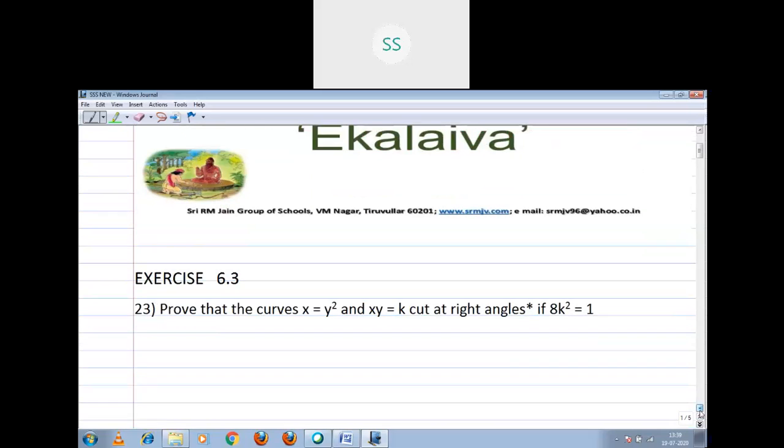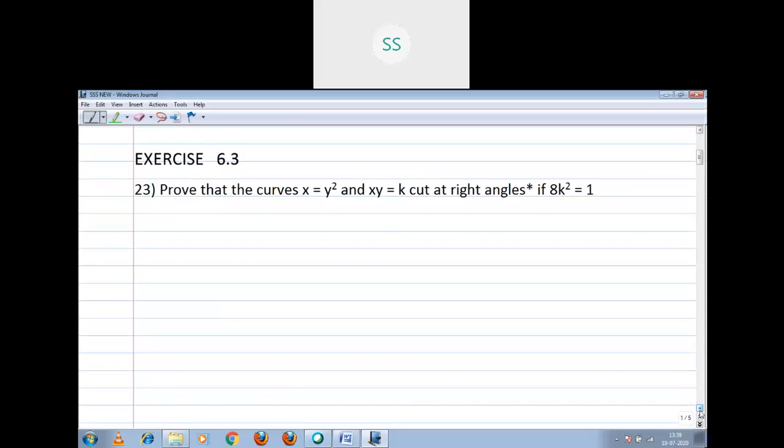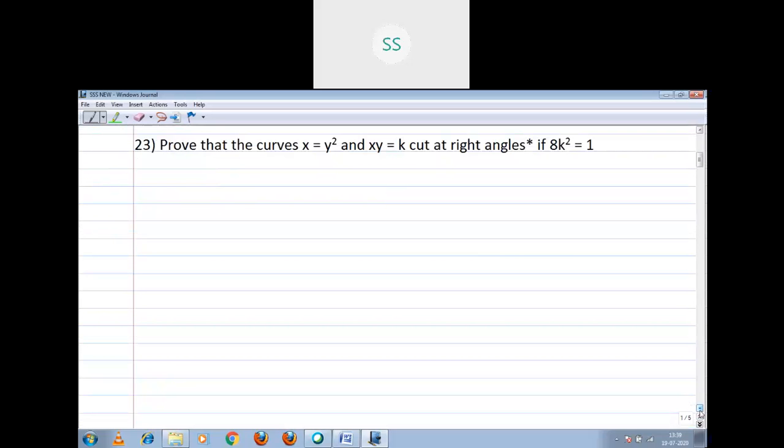Right, children? First, x equals y square and xy equals k. Using that, I am going to find the point first. What is x and what is y? What is given? Solution.